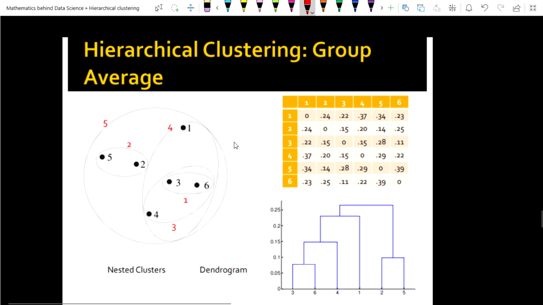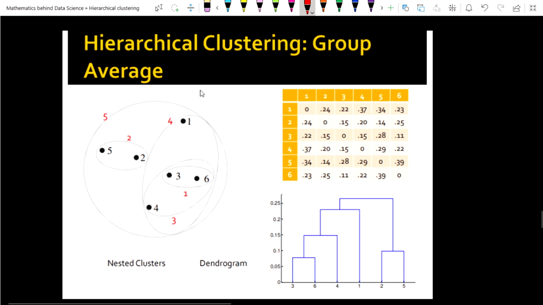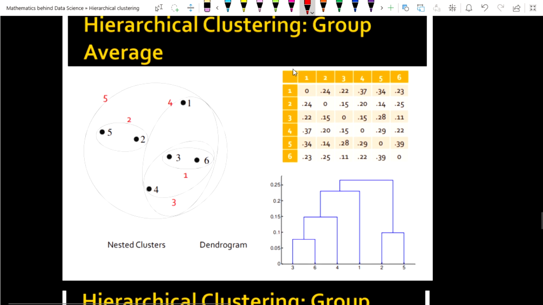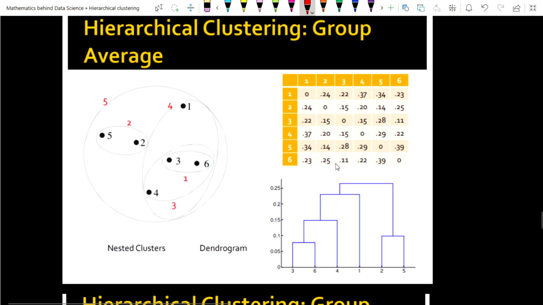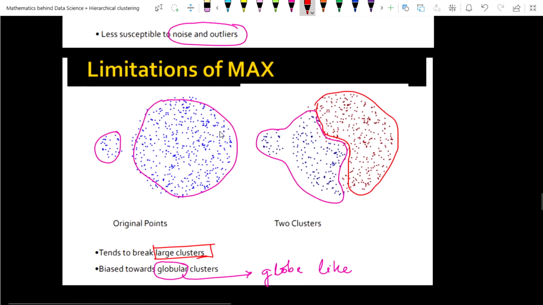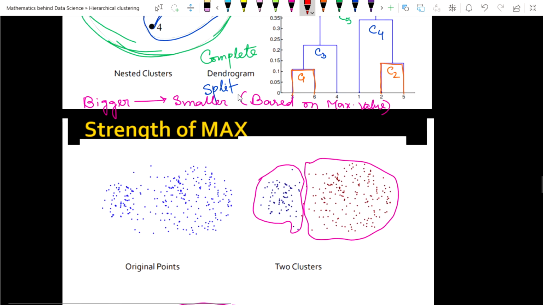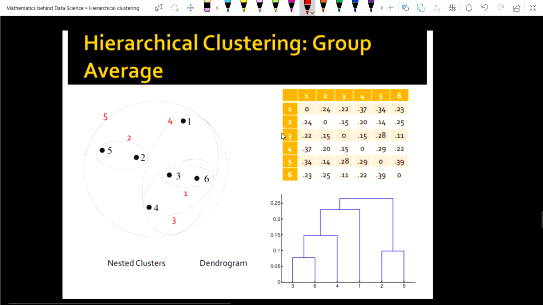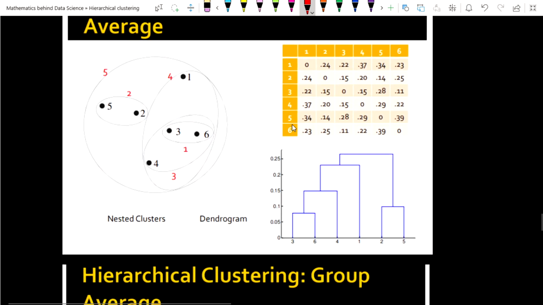Okay, now we have the third type of clustering. This is the group average. The same things are also applicable here. Here we have to compute the average distance between the two clusters, 1 and 2. Earlier I took the concept of the maximum; here we will use the concept of the average.